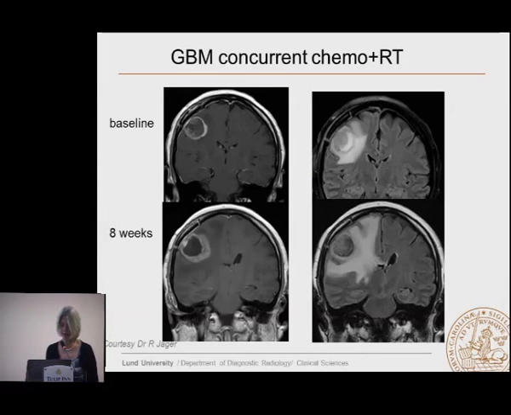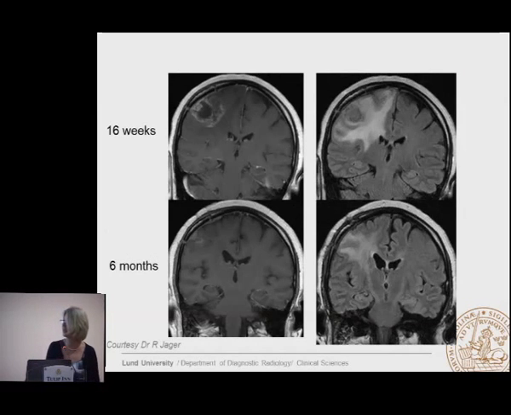Here is an example given to me by Professor Jäger from London. You see at baseline, there's a lesion here with a little bit of enhancement in the periphery with a surrounding edema. 8 weeks into therapy, there's a progression of the pathological contrast enhancement. And you could also see an increase in the FLAIR signal abnormality. We follow this patient, and at 16 weeks, we can now see that this contrast enhancement is slowly disappearing, getting a little bit more scattered.